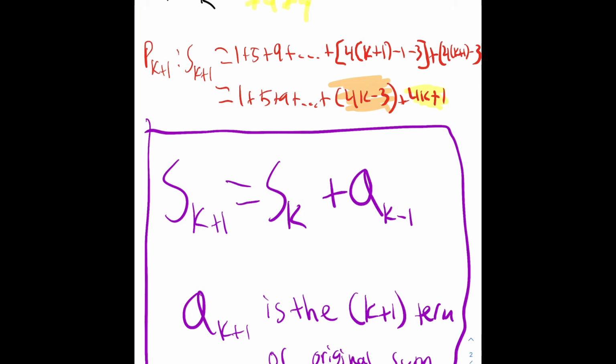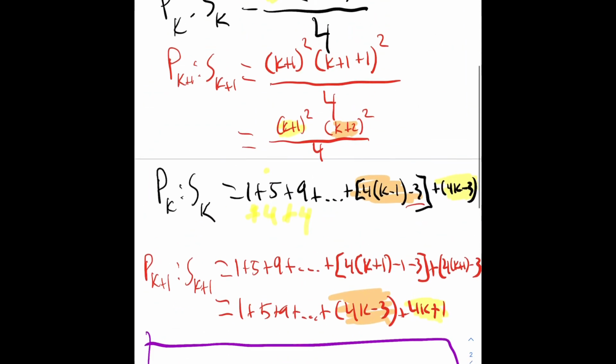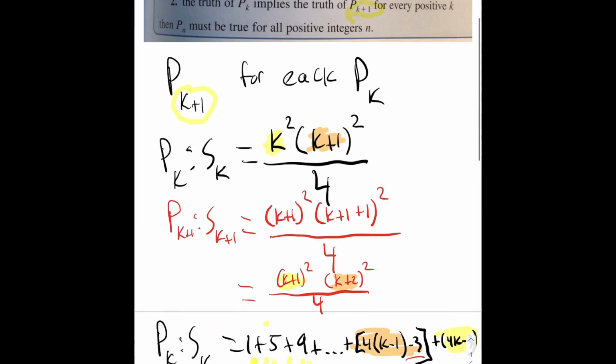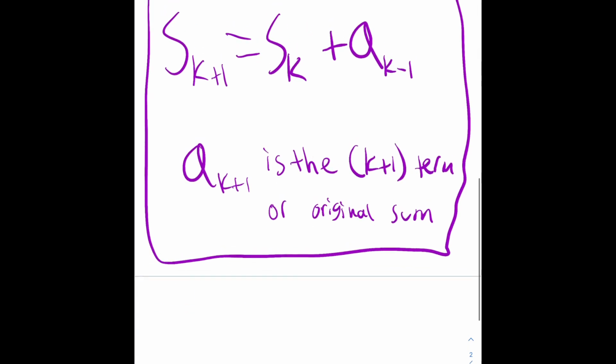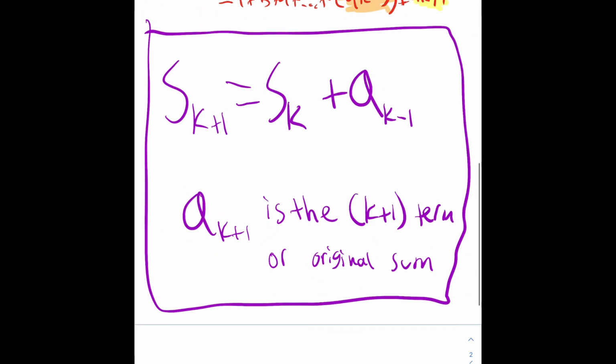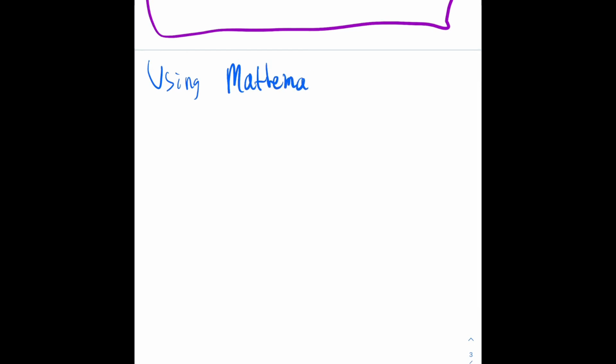So again, this kind of helps us get a summation formula. So now we're going to actually use it. This was, again, more just talking about what mathematical induction is. Now we've developed this idea where to get the next term, we take our previous term and then add a plus, excuse me, a k plus 1. So a k plus 1 is the k plus 1 term of the original sum. All right, so let's do an example using mathematical induction.